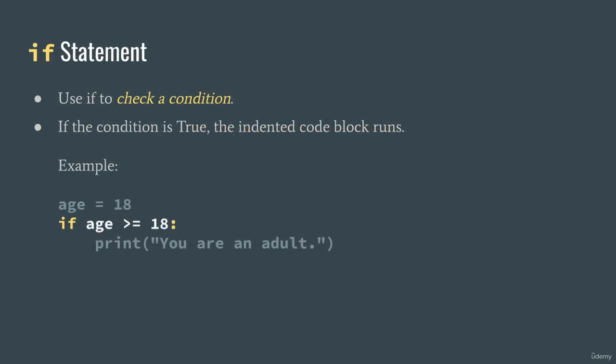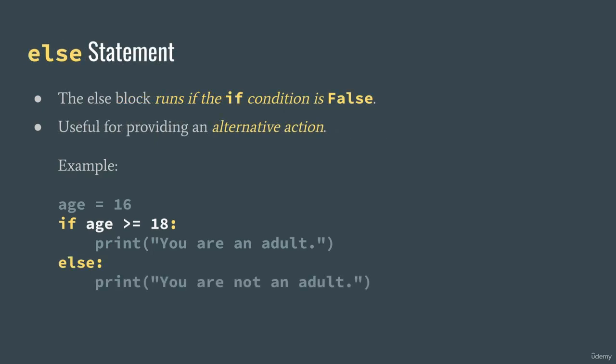The if statement is used to check a specific condition. If the condition evaluates to true, the code block that's indented beneath it will run. The else statement is used as a fallback for if statements. When the condition in the if statement is false, the code block under else will run, allowing us to define an alternative action.